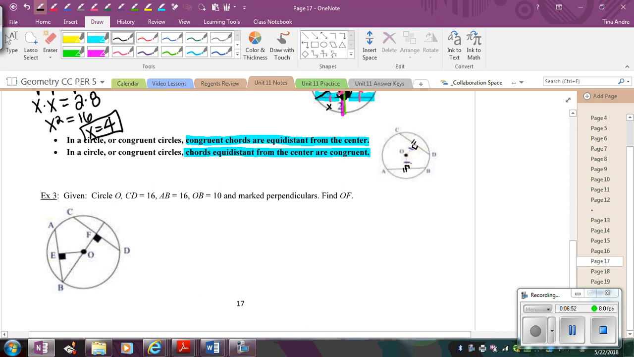So if we look at this example here, CD is 16. So this entire thing is 16. This entire thing is 16, AB. So right away, I'm seeing two congruent chords. So these two chords are congruent. So that means if I have congruent chords, these must be equidistant from the center. So congruent chords are equidistant from center.